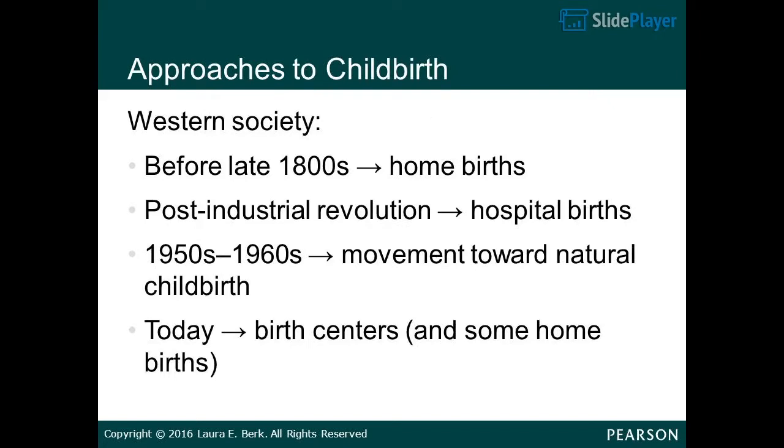Approaches to childbirth. Western society: before the late 1800s, home births. Post-industrial revolution, hospital births. 1950s and 1960s, movement toward natural childbirth. Today, birth centers and some home births.